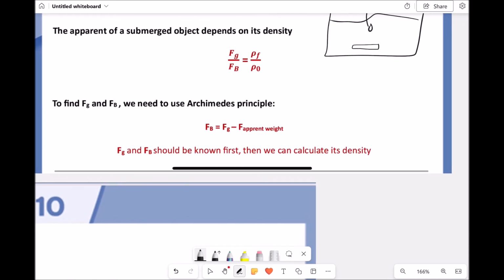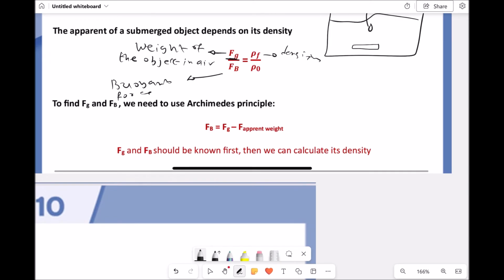You will be dealing with this equation a lot, okay? Fg, which is the weight of the object. Careful. Weight of the object in air. This is the weight of the object in air. Fb is the buoyant force. This is the density of the fluid. And this one is the density of the object.